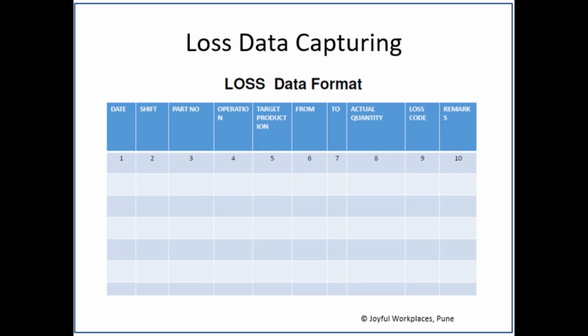Now what is this loss code? Loss code is basically the reason because of which my actual quantity is less than the target production. If there is any difference between the actual production and the target, say actual production is 90 whereas the target was 100, then the reason for those 10 quantities not getting produced has to be mentioned over here. Now what are the various loss codes? You will understand in the next slide.